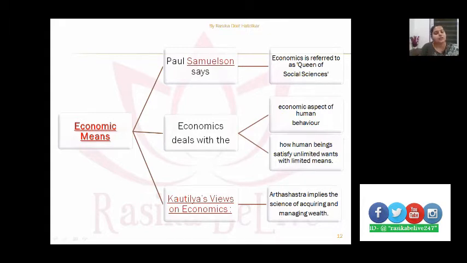Economics deals with, who does it deal with? 2 things. Economic aspects of human behavior. It shows the changing feelings of human beings. How human beings satisfy unlimited wants with limited means. And how do we know these behavior changes? When they satisfy their unlimited wants with their limited means.